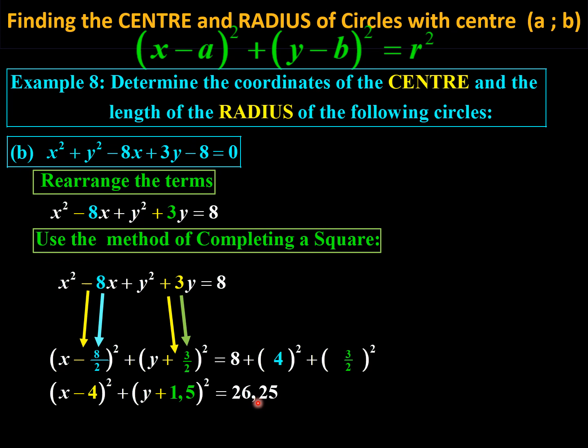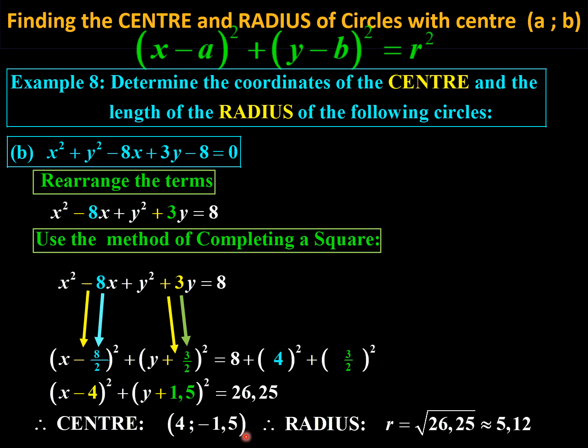Now we can read off the center. So that's a negative 4, it becomes a 4. That's a positive 1,5, it's negative 1,5. And the radius there is square root of 26,25. And they want it rounded off, it's approximately 5,12. Okay, so just make sure that the terms are arranged, first the x terms and the y terms. They can also give it to you like that, so just be a little bit more careful there.